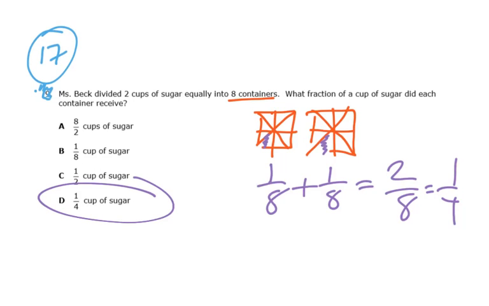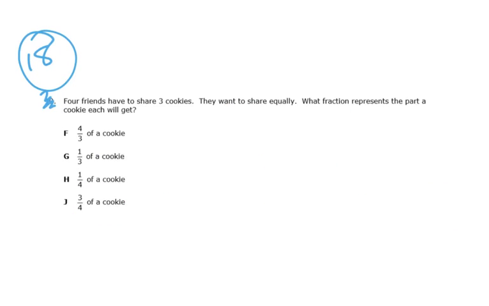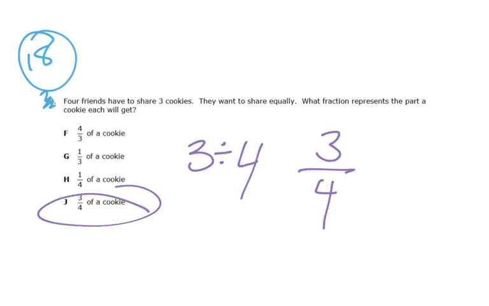My answer is D. 4 friends have to share 3 cookies. Do you want to cut up your friends and give them to cookies, or cut up your cookies and give them to friends? Hopefully you're not a murderer, so you'd rather cut up the cookies, which means that you are taking 3 cookies and splitting them up between 4 people, which in fraction form would look like this, meaning your answer is J.